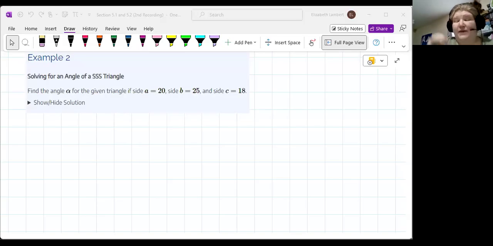Okay, so now we have the other instance where we use the law of cosines. This is where we're given three sides of the triangle, none of the angles. The only thing that we have that relates three sides and one angle is the law of cosines. Law of sines has two angles for any pair you pick.